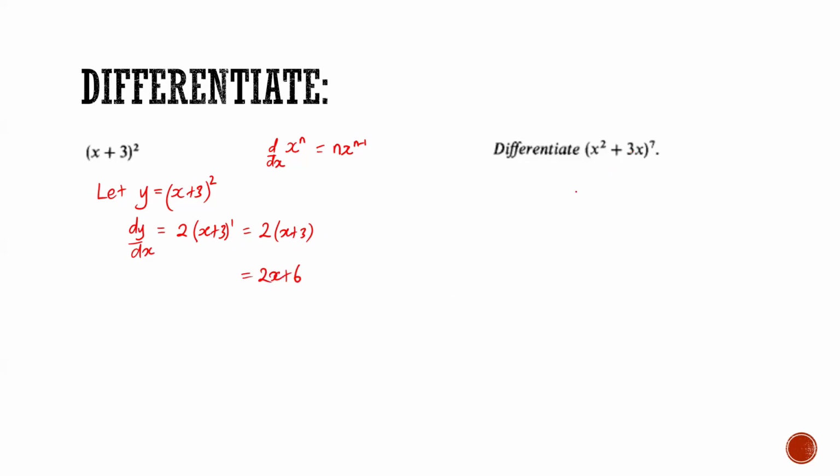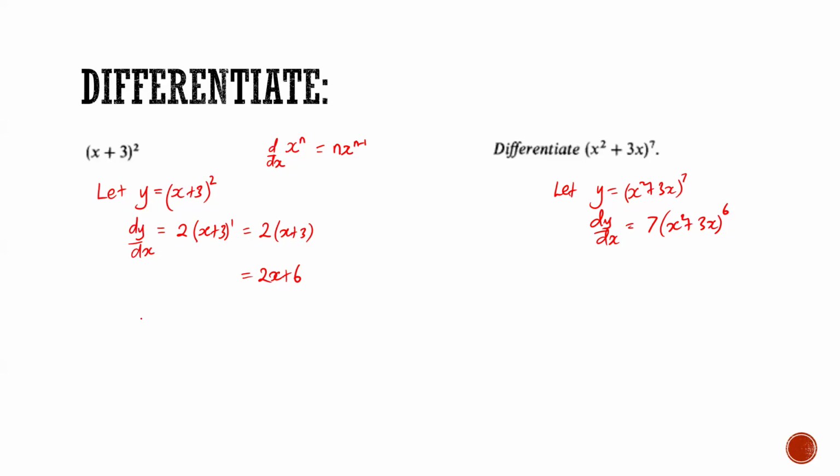Okay, and how about for this function right here? If we let y be equal to (x squared plus 3x) to the power 7, we suspect that dy/dx would be 7 times (x squared plus 3x) to the power 6. But are we correct though?